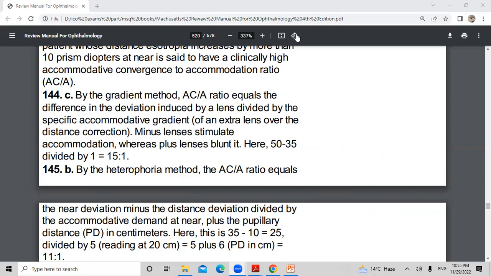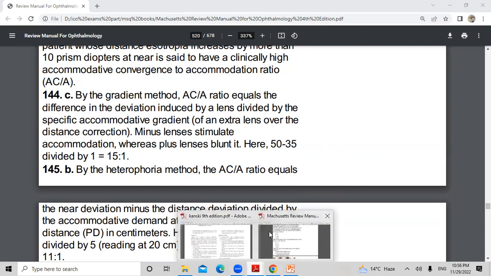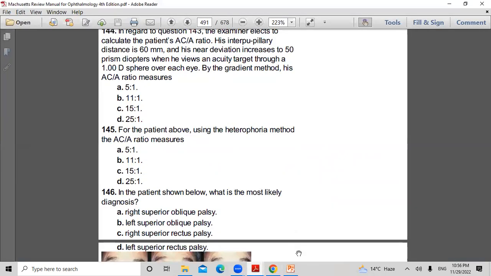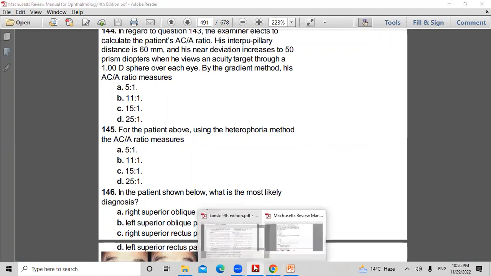Plus the popular distance in centimeter. Here is 35 minus 10, 25 divided by 5, reading at 20 centimeter. 5 plus 6. Yes, so it will equal 11. Do you want me to repeat it or is it clear for you? I can repeat it for the last time if you want. Mm, it's clear. Okay, perfect.